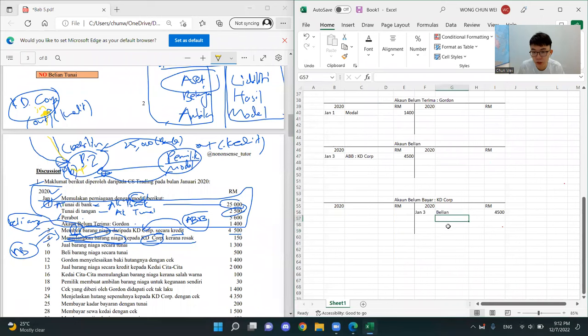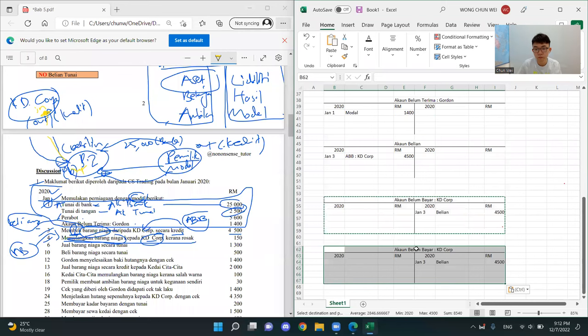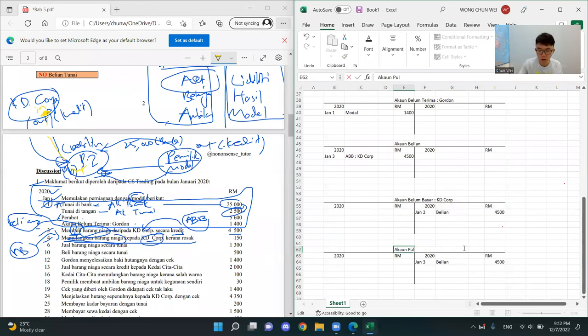Alright, so you skip a few lines: 1, 2, 3, 4, 5. And then you buka satu account pulangan belian. Account pulangan belian. Because it comes out of my business. Out means credit, so I have to credit my pulangan belian. January 4th. To where? Back to KD Corp. So you write account belum bayar, but I write ABB, shortcut. You cannot shortcut. Okay, KD Corp. Berapa? 150.